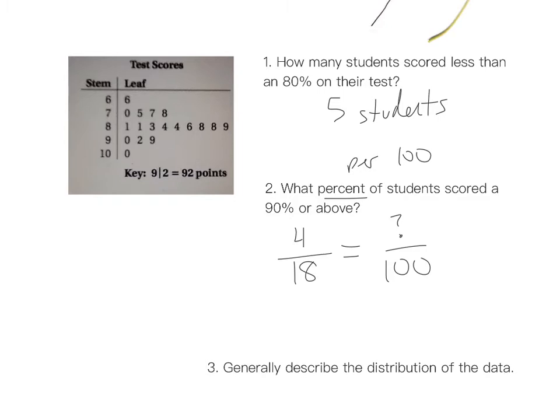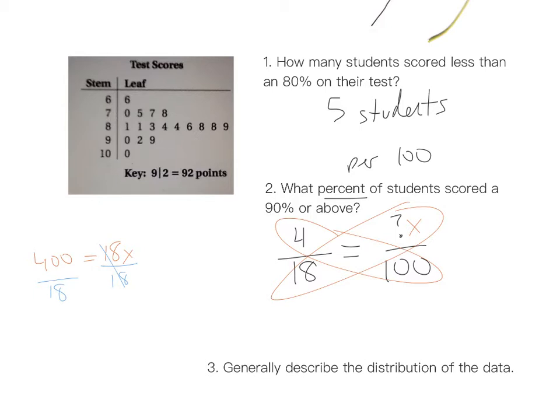So remember, these tough ones we can cross multiply. And this question mark really we could say represents a variable x. So 4 times 100 is 400 equals 18 times x, which is 18x. And you guys know how to solve this. All you have to do is get rid of the multiply by 18 by dividing by 18 on both sides.